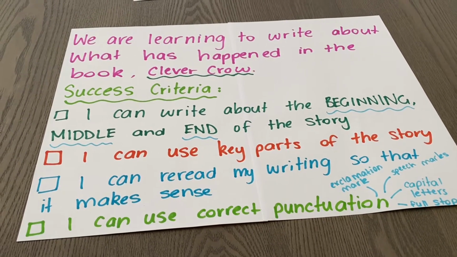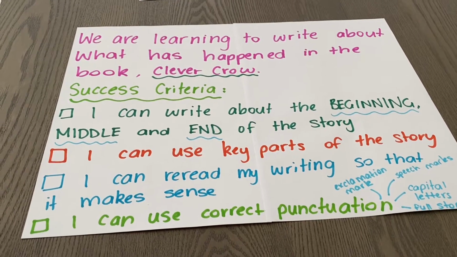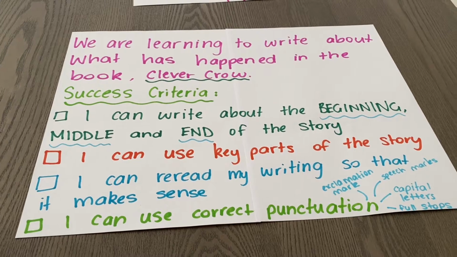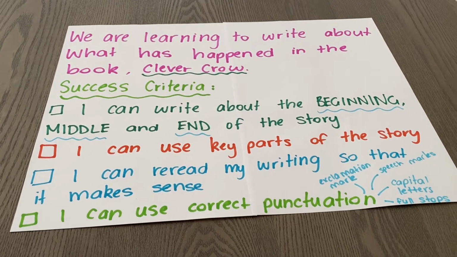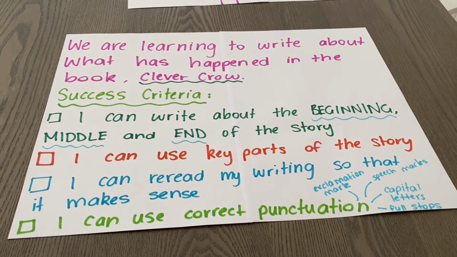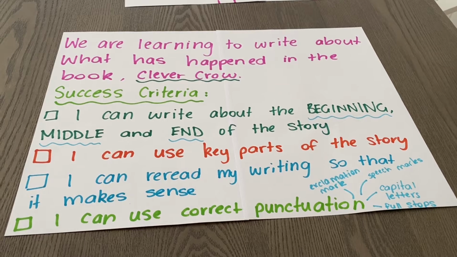For writing today, we are learning to write about what has happened in the book Clever Crow. And here's our success criteria for today. To make sure that I'm successful in my writing, I can write about the beginning, middle, and end of the story. I can use key parts of the story. I can reread my writing so that it makes sense. And I can use correct punctuation.